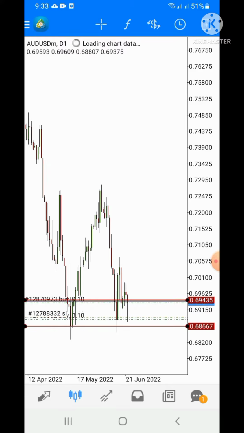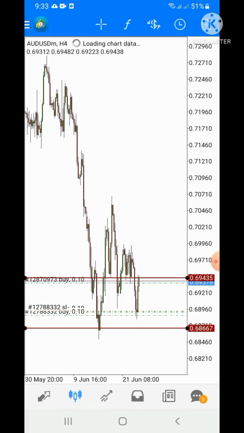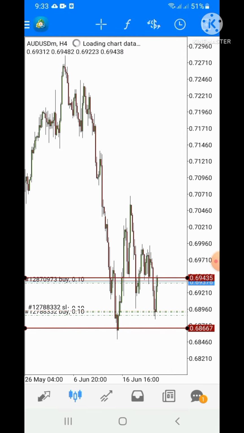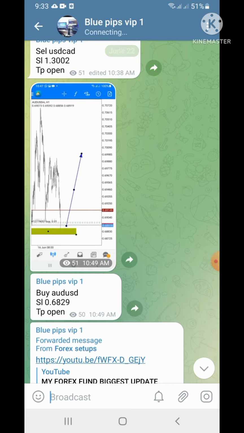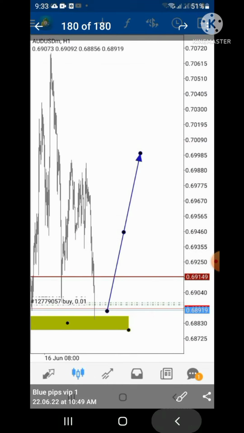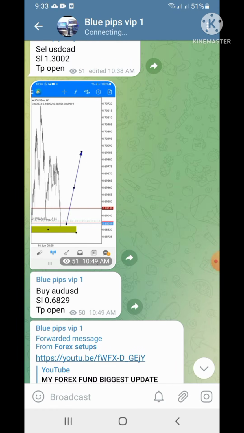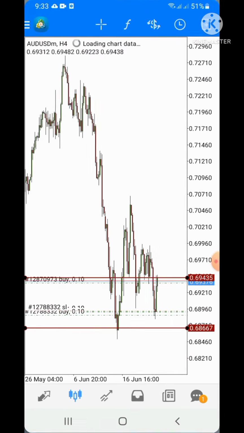Now let's go to smaller time frames like H4. If you go to H4, there was something, but before you move on, remember I shared this trade in a group on AUDUSD with a clear setup, and that's why we are just analyzing what we really went through. Now let's come back to the charts.